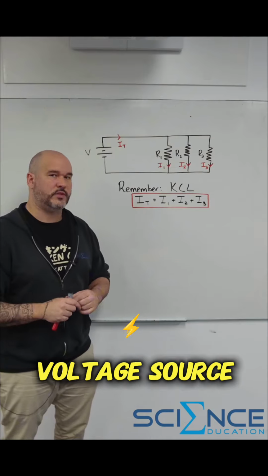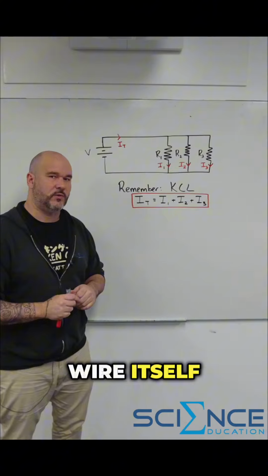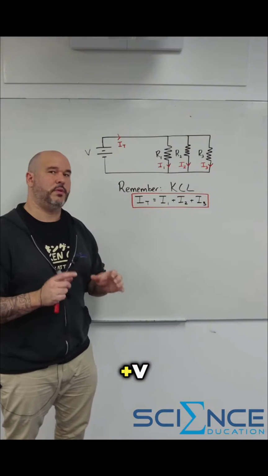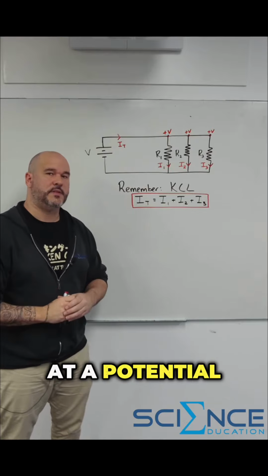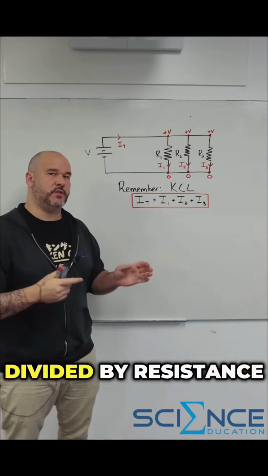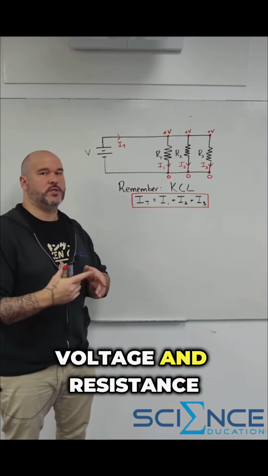So we have a voltage source of voltage V, and we assume there's no voltage drop in the wire itself. So every single point at the top of the circuit is at a potential of plus V. Likewise, every point down the bottom of the circuit is at a potential of 0. So by using Ohm's law, we know that current is voltage divided by resistance. So we'll change Kirchhoff's current law in terms of voltage and resistance.